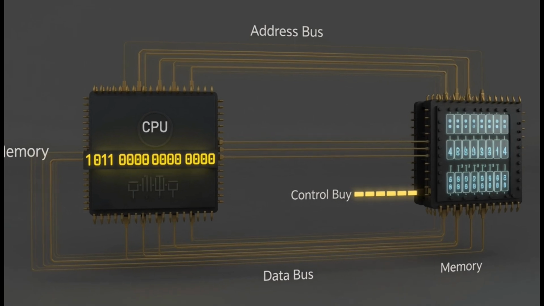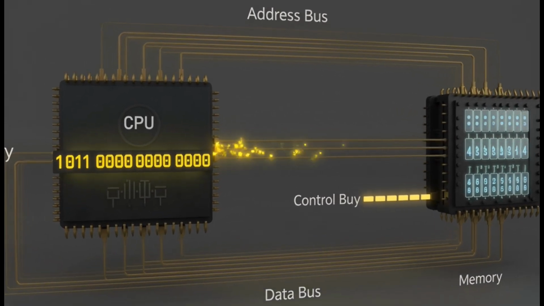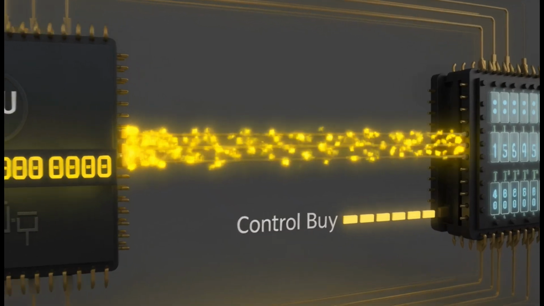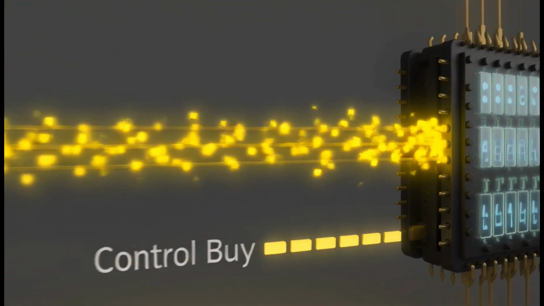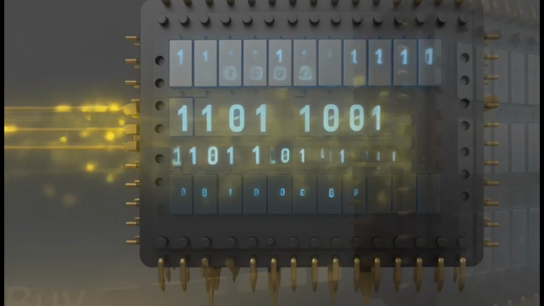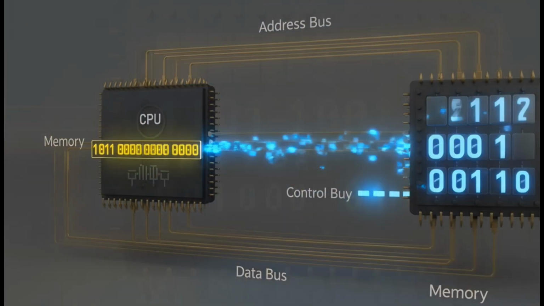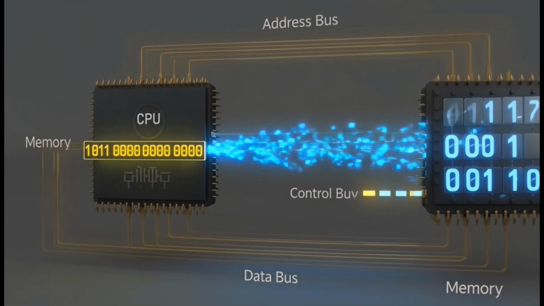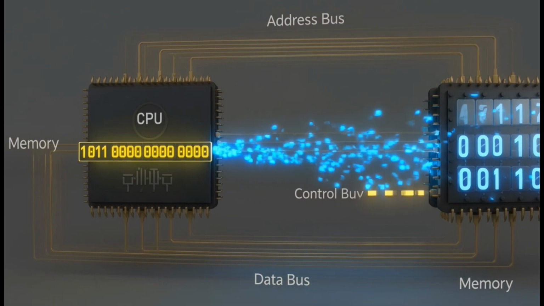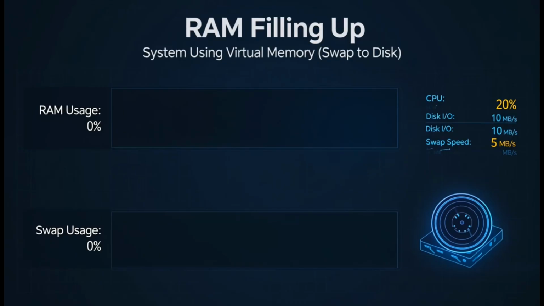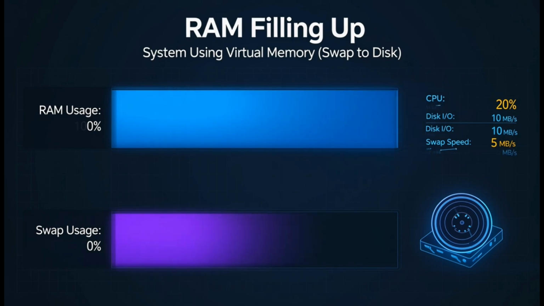RAM is organized into rows and columns, like a massive spreadsheet. Each cell has a unique address. When the CPU needs data, it sends an address request. The memory controller locates that row and column. Then the data travels back to the CPU through the data bus. This process happens in nanoseconds, millions of times per second.